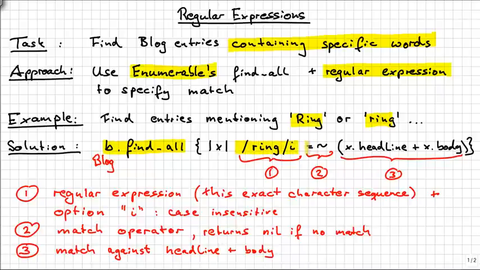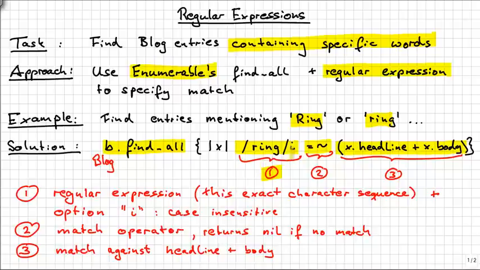The symbols equals and tilde indicate the matching operator for regular expressions. Then we formulate the string against which we want to match. For simplicity here, I'm concatenating the headline and the body of a given entry in the blog. So this here is the regular expression. In this case, it matches against the exact character sequence RING.